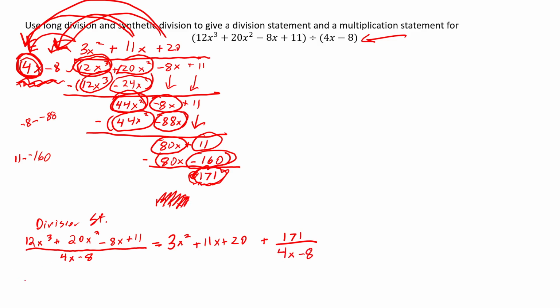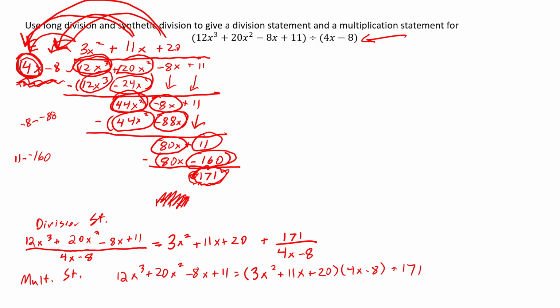And my multiplication statement is going to be 12x cubed plus 20x squared minus 8x plus 11 is equal to my quotient times my divisor plus my remainder.